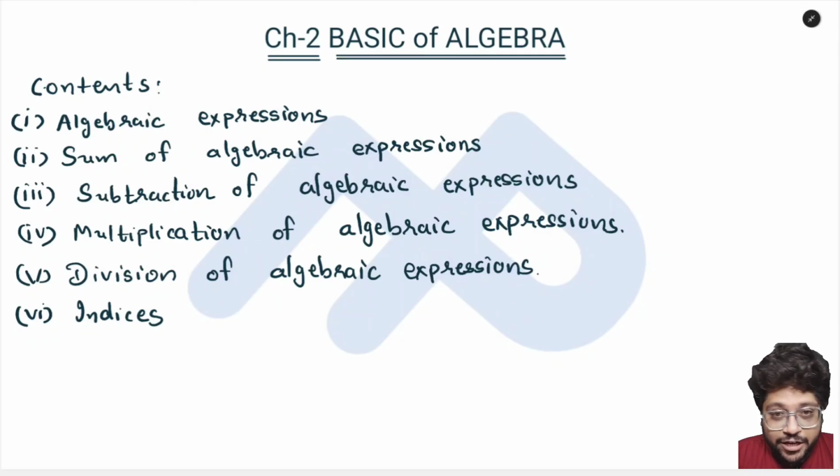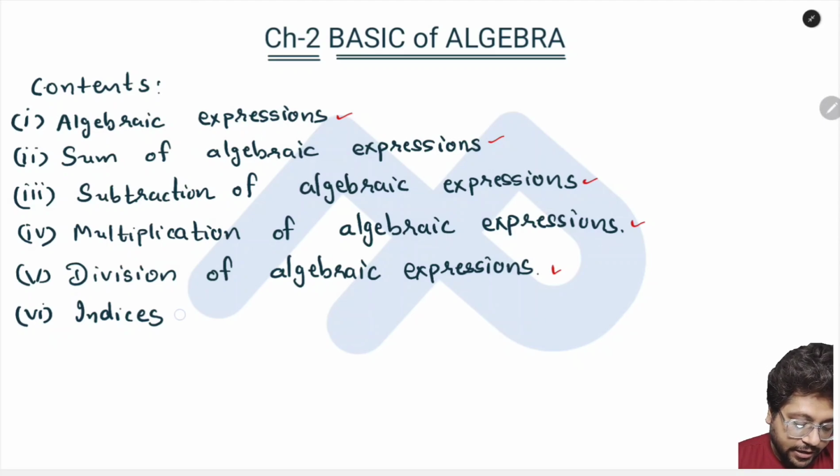So now we are starting the second chapter, that is the basics of algebra. In some books it is written as just algebra or making sense of algebra, all are the same thing. As you can see, in this whole chapter, the contents are divided as: first we'll learn about the algebraic expressions, then we'll see how you can add given algebraic expressions, as well as the subtraction of them, then the multiplication of the algebraic expressions, then there's division of algebraic expressions also, and in the end the indices.